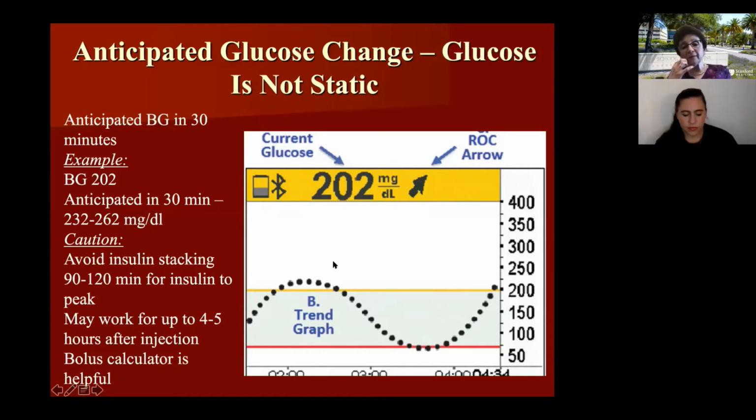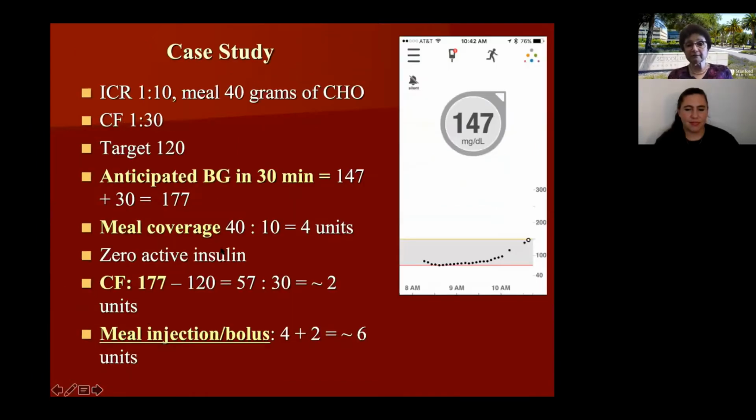If you're starting the meal with a blood sugar of 202 with the arrow going up, you can pretty much anticipate that you're starting your meal with a blood sugar of approximately 250. So you would give yourself some correction or extra carbs, or on some pumps you would do what we call fake carbs. It's better to call those therapeutic carbs, because you're not faking it. You're just doing the therapy for yourself, giving a little bit more for the anticipated rise in blood glucose.